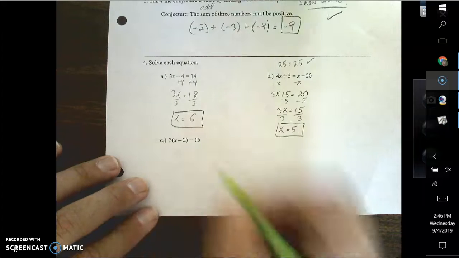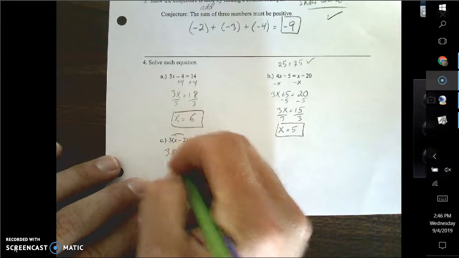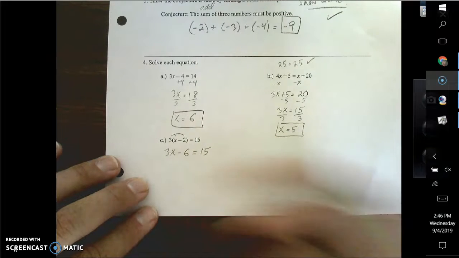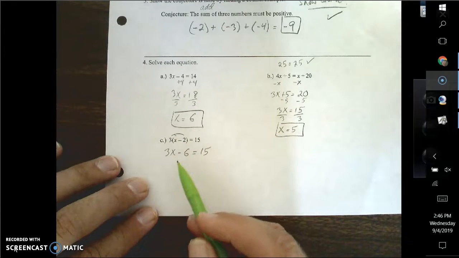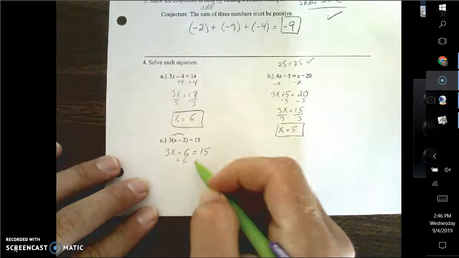We can distribute here. I can distribute that 3 into the parentheses. 3x minus 6 equals 15. Okay, back to the drawing board. What we're doing before, I want to get x by itself. The opposite of minus 6 is plus 6.